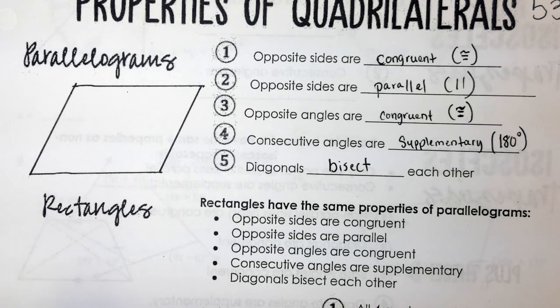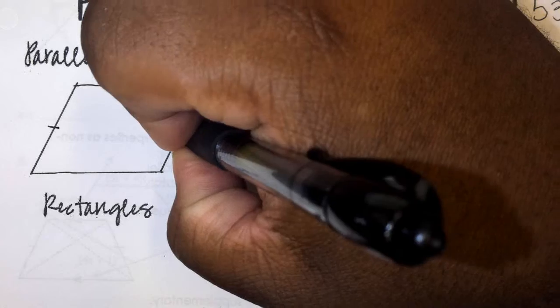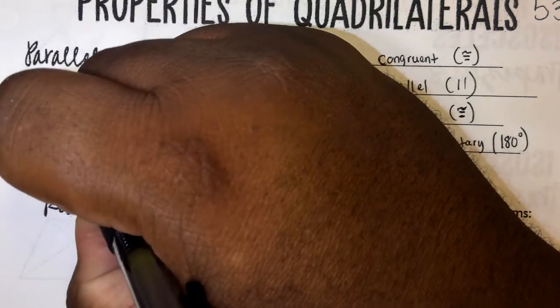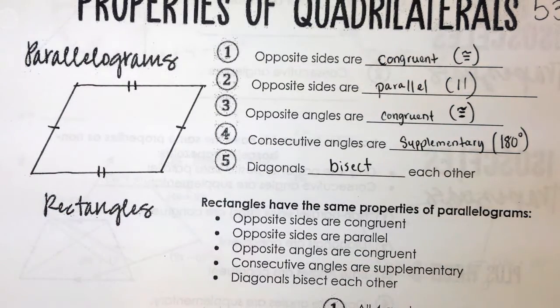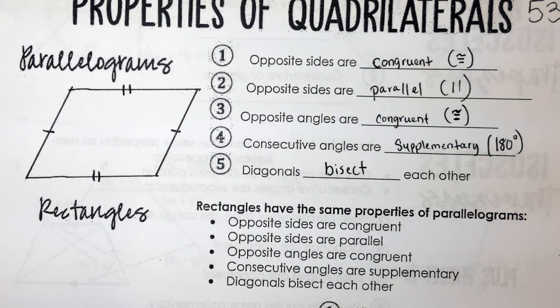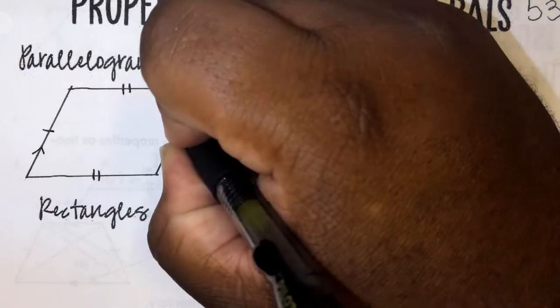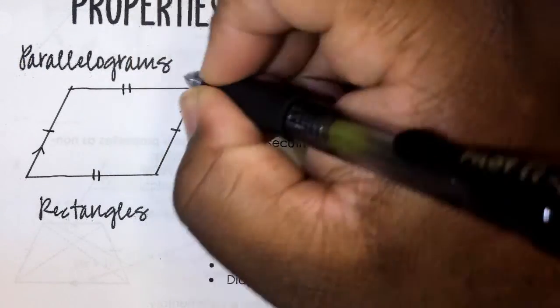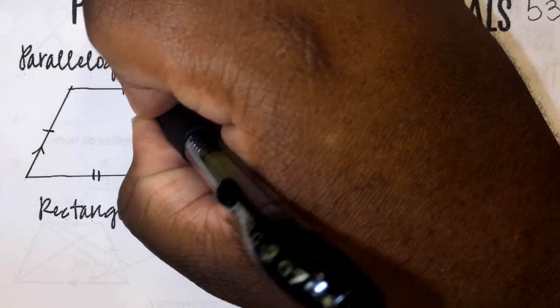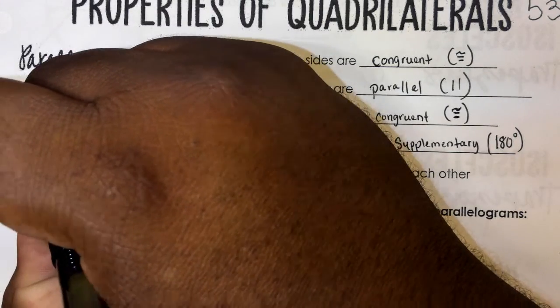Alright, on this first property, opposite sides are congruent. So this side would be congruent to this side. This side would be congruent to this side, marking congruent sides. And then say opposite sides are parallel. So this side would be parallel to this side. This side would be parallel to this side.